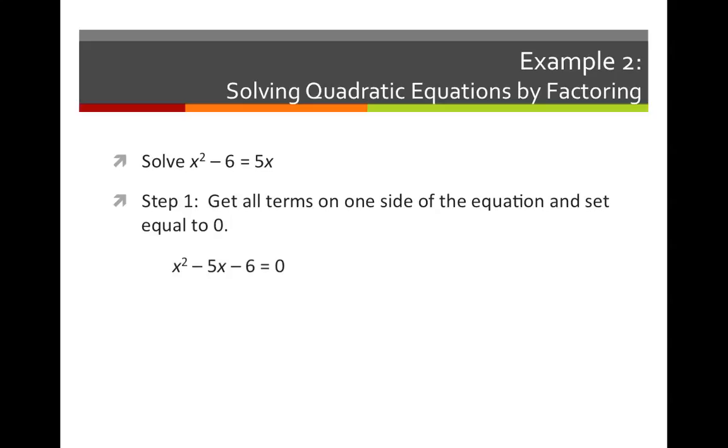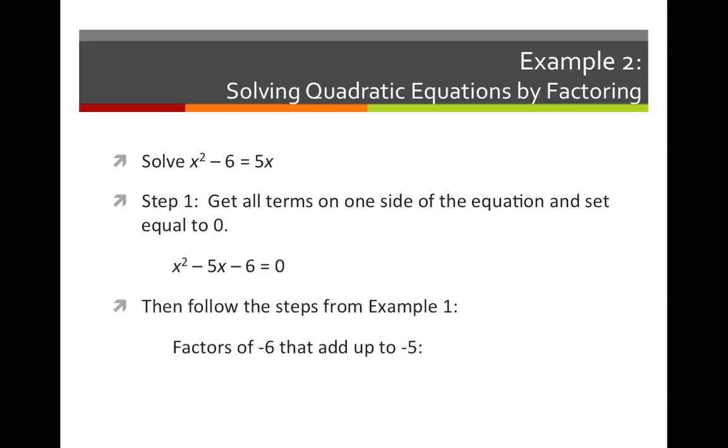So that's the first thing we need to do in this case. We need to subtract the 5x from both sides so that we get the quadratic on one side equal to 0 on the other. Then we're ready to go through the steps we just saw in example 1. So first we'll figure out what are factors of c, which is -6, that are equal to the sum of b, which is -5. Well, in this case, that's going to be -6 and +1.